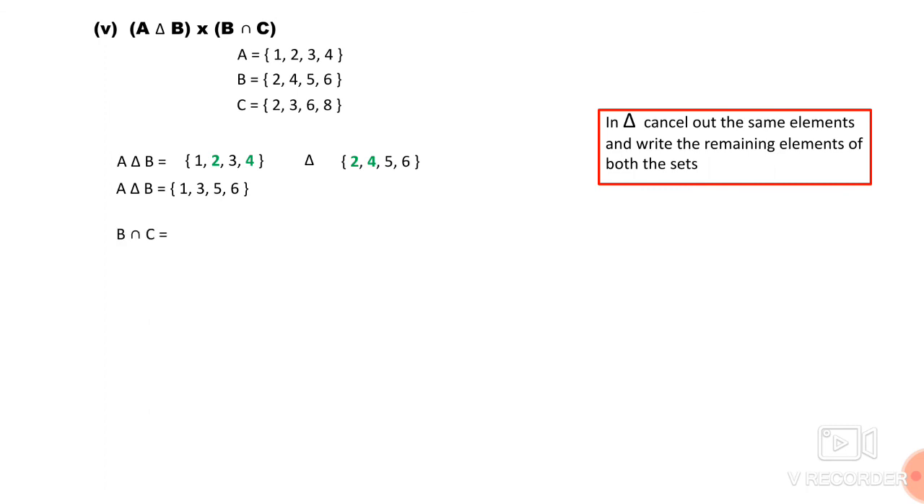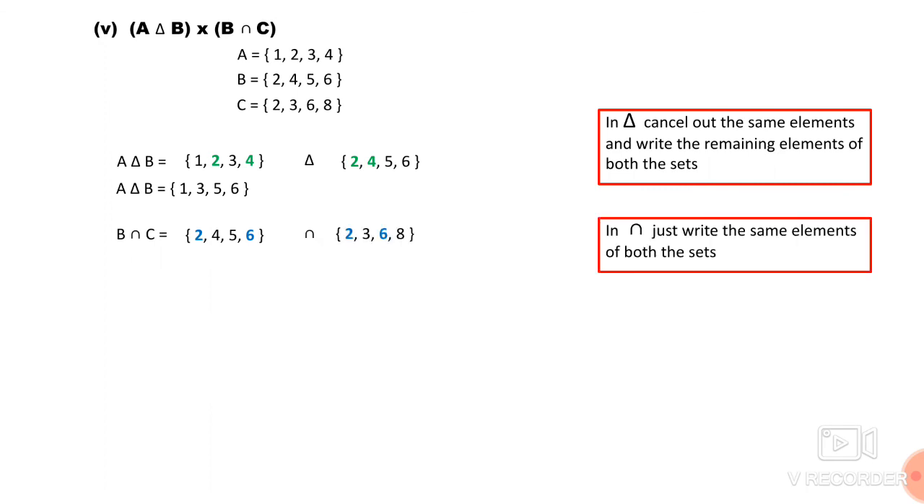Okay, now finding B intersection C. We know that in an intersection we just write the common elements of both the sets. So common elements are 2 and 6. So B intersection C is 2 comma 6.